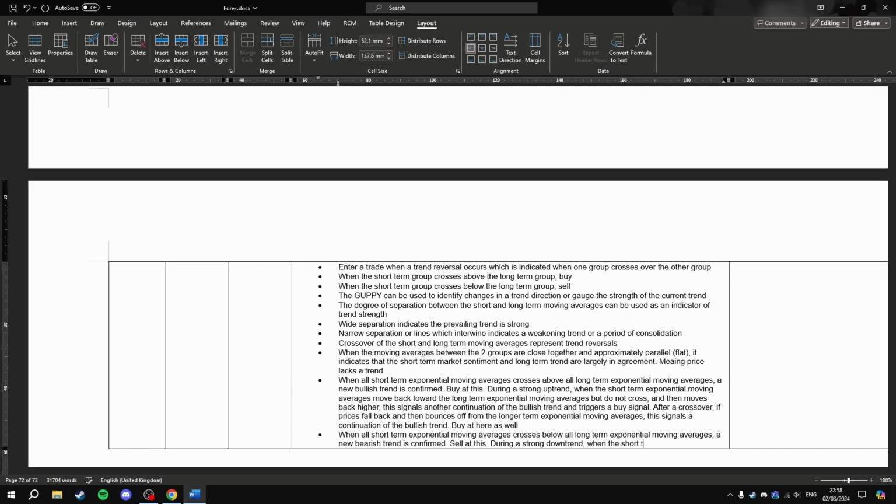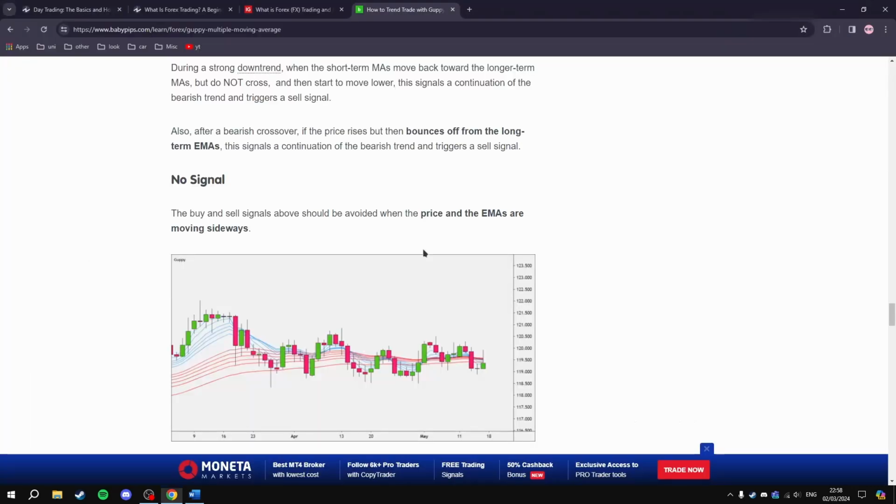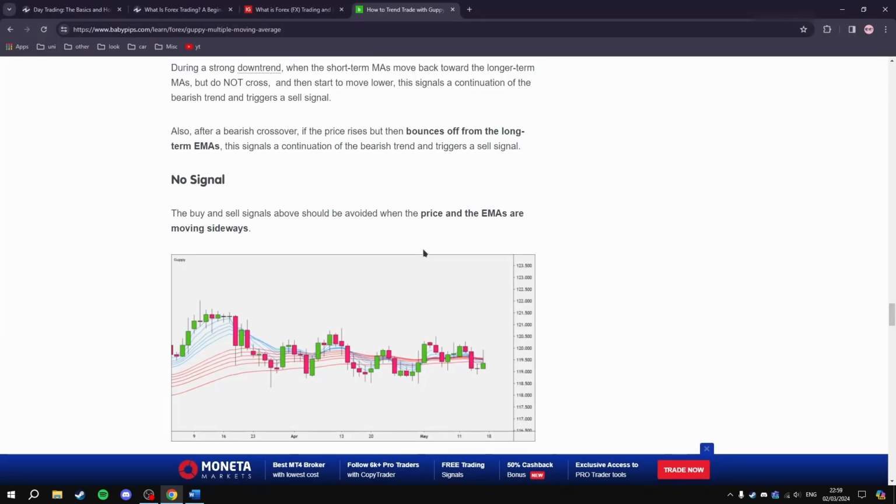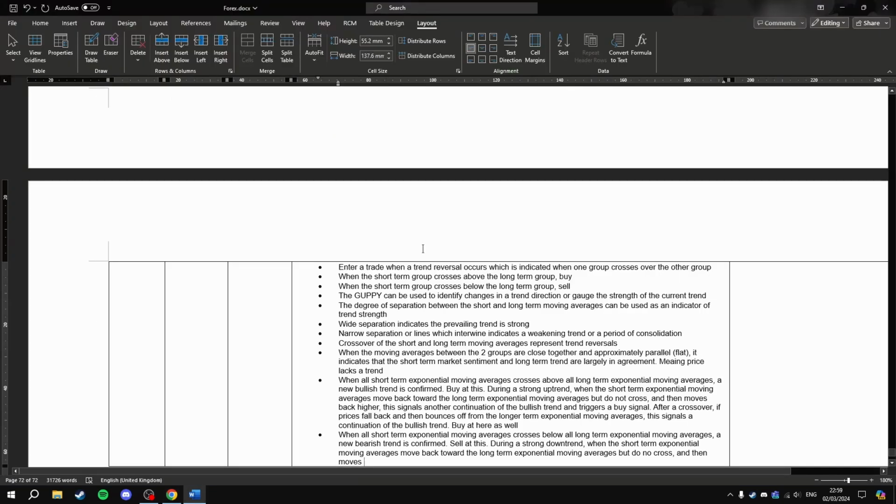when the short-term exponential moving averages move back towards the long-term exponential moving averages, but do not cross, and then moves lower, this signals another continuation of the bearish trend and triggers a sell signal.